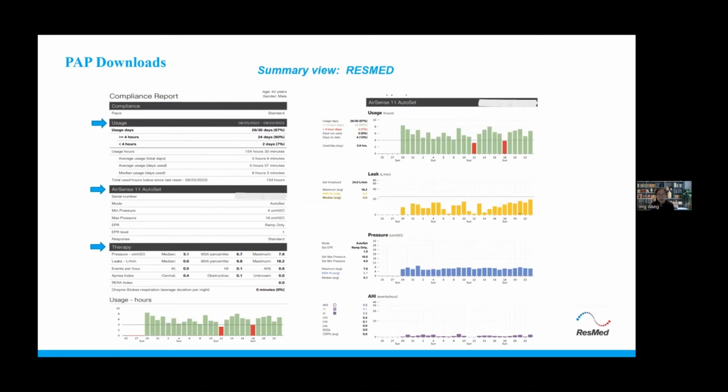This is what ResMed looks like. Again, same information, just presented differently with slightly different graphs. You have the time interval, the usage, 4 hours versus under 4, and the machine settings. Then you have information about how the therapy is going, what the pressure ranges are, what the leak is, and what the residual AHI is. They also give it to you in graphical form for the interval that you specified. So that's a summary view.